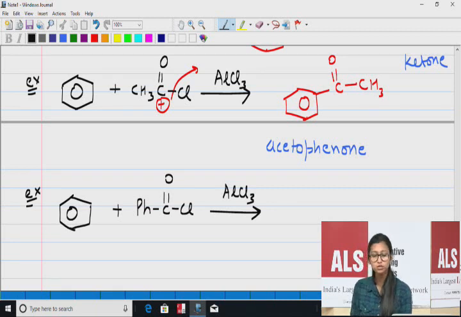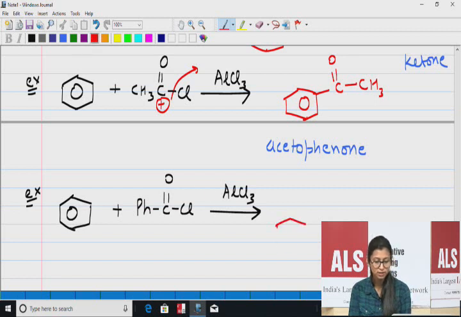Acetophenone is itself the IUPAC name. Like we used to say phenol, we used to say toluene, these are common names, but they are also considered IUPAC names. Same is the case with acetophenone. If you check now, acetophenone is itself the IUPAC name. Now look here, let's make the compound.